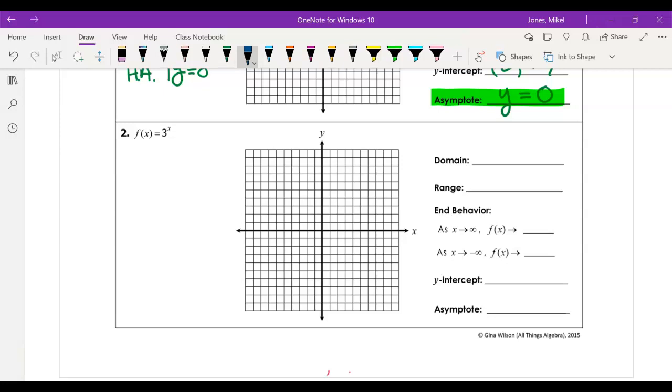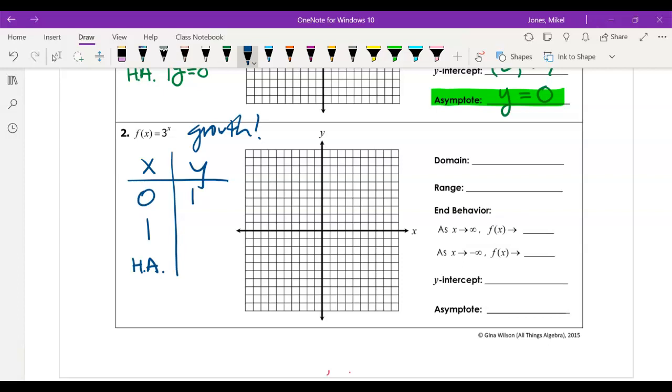Y is equal to 3 to the x. Okay, is this exponential growth or decay? Growth. This one's also going to grow. Okay, so just 2 points and an asymptote are needed to give me a good idea of what this graph looks like. So I'm going to plug in 0 and 1. If I plug in 0, what do I get for y? What's 3 to the 0th power? 1. Oh, that's the same as last time, isn't it? Yeah, it's always going to be that way. All of them. All the parent graphs.